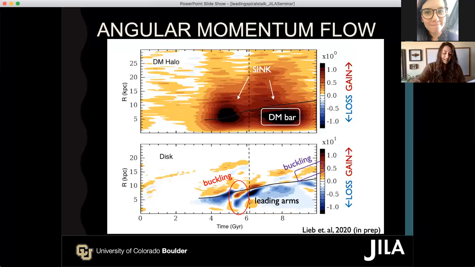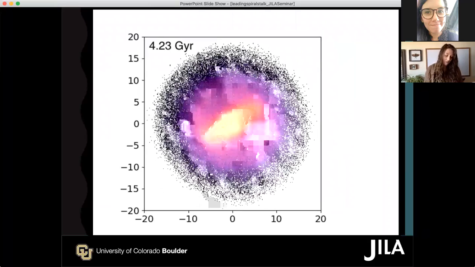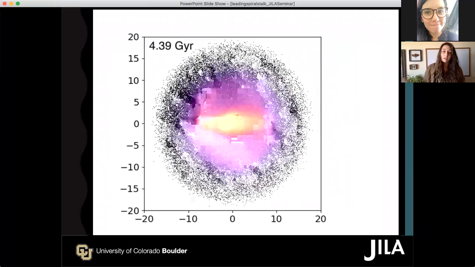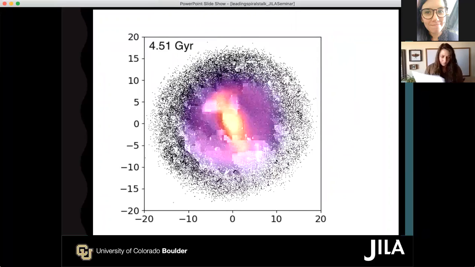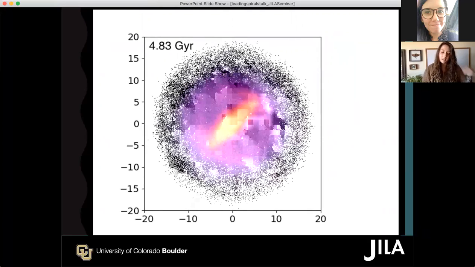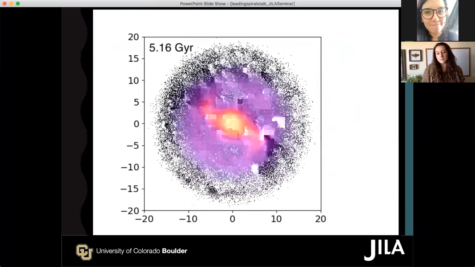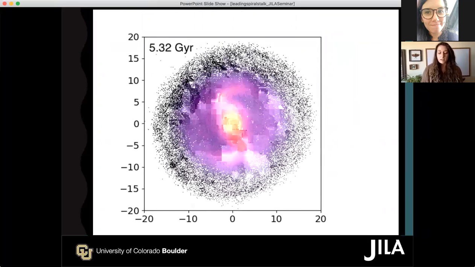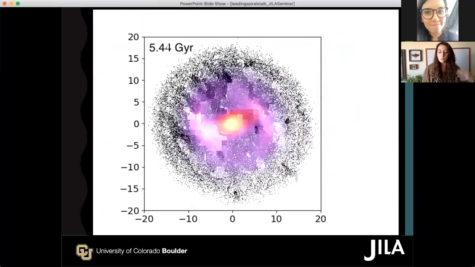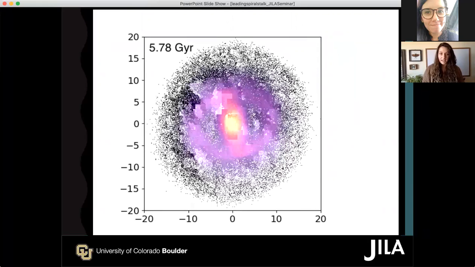So now that I have described all the mechanics that allow for our leading spiral arms, let's watch the simulation. This movie is a collection of face-on surface density plots of our galaxy. Trailing arms are clearly present by about 4.3 gigayears. They begin with trailing sense. So let's watch as the leading arms begin to emerge around 5.8.